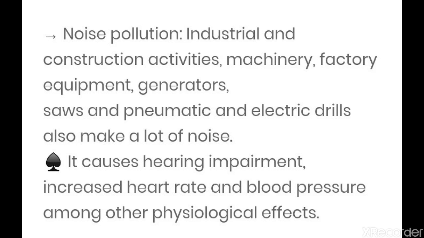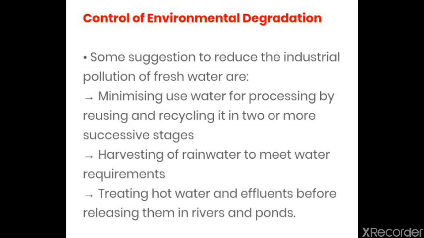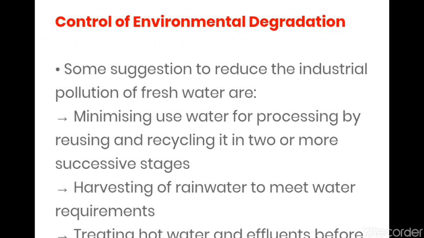So different pollutions are caused by different industries. Now what can be done to control that pollution? What are the steps that can be suggested? First, we have to minimize the use of water for processing by reusing and recycling it in two or more successive stages. This is the first step that we can take in order to control environmental degradation. By minimizing the use of water for processing through reusing and recycling, we can save water.